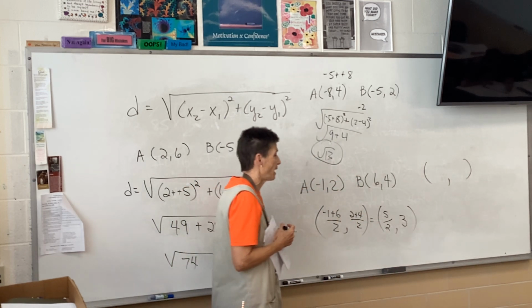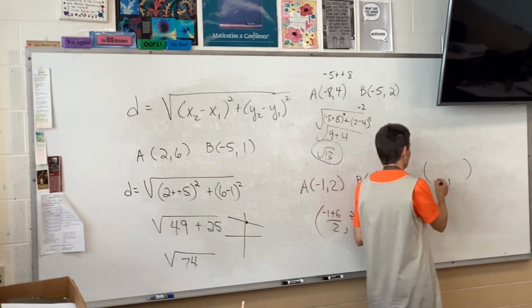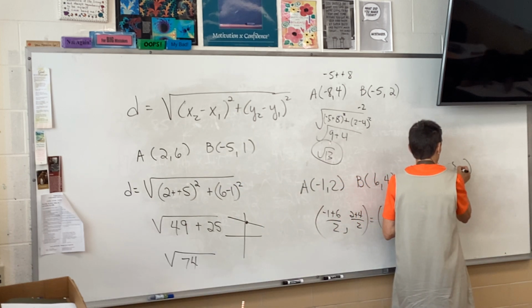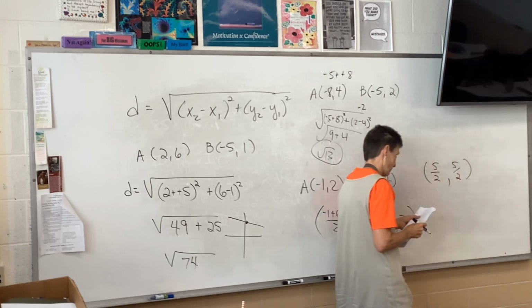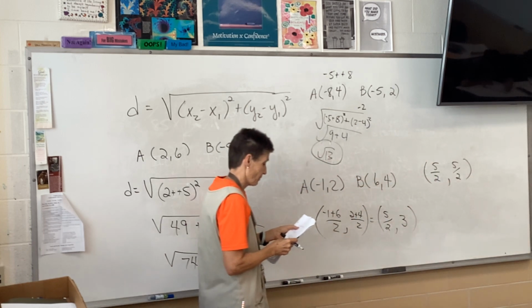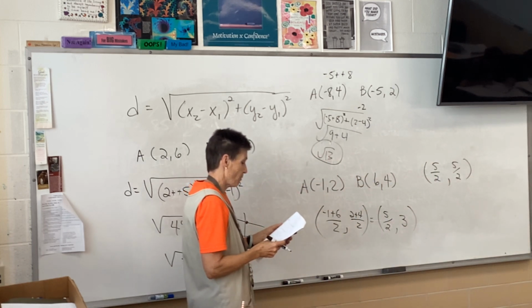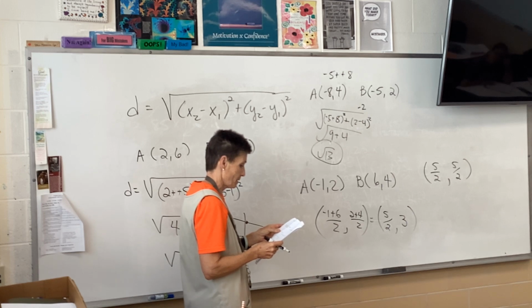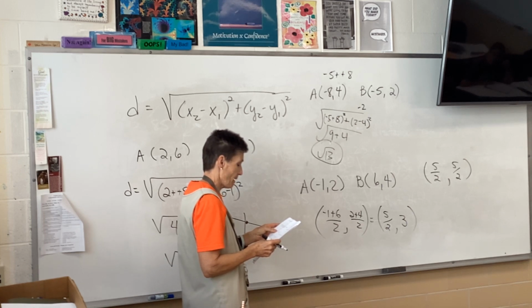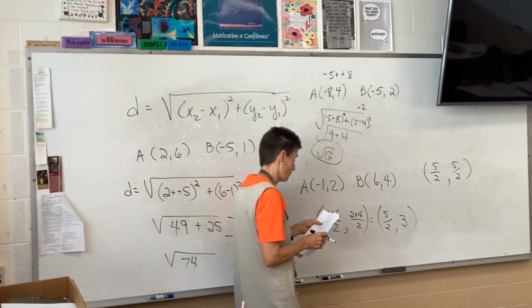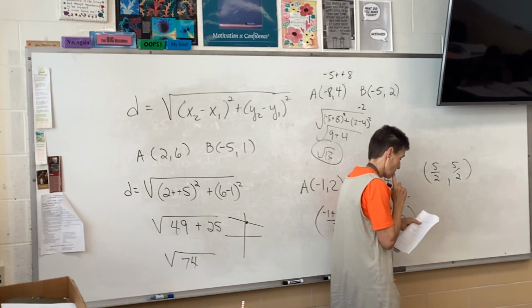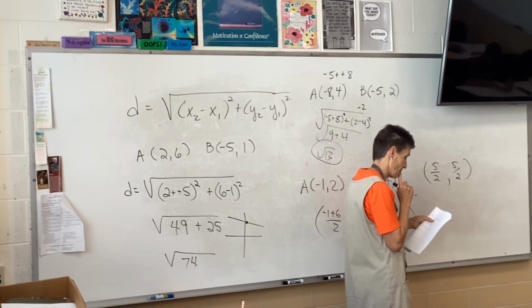Phoebe, what you got? 5/2, comma 5/2. Whoa, they match? Are we on the same problem? Problem 3B? Yeah. Tell me how you got 5 over 2. How'd you get 5? I did -7 plus 2.